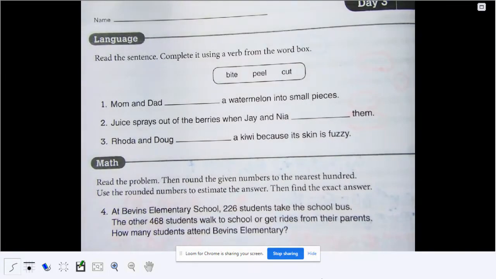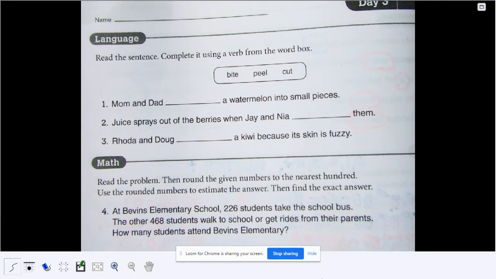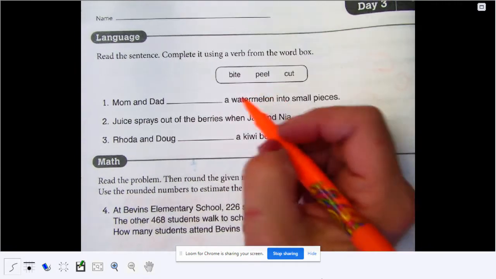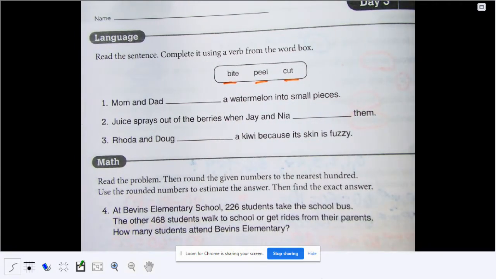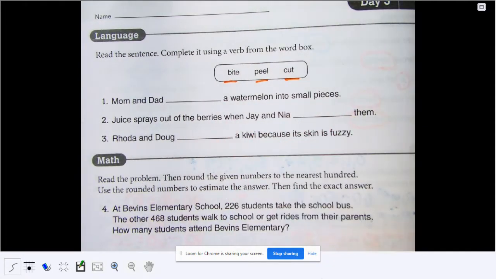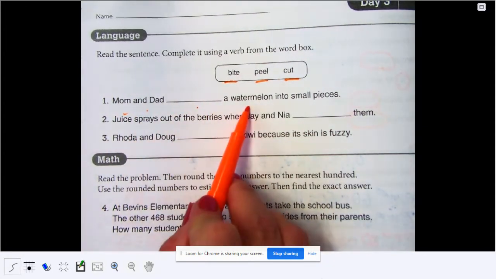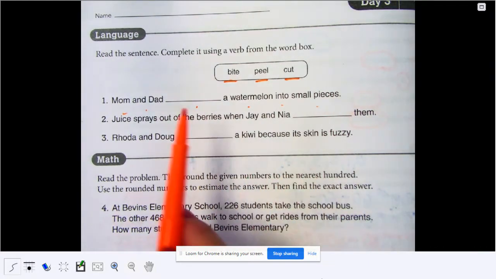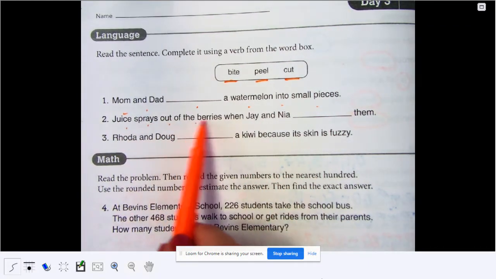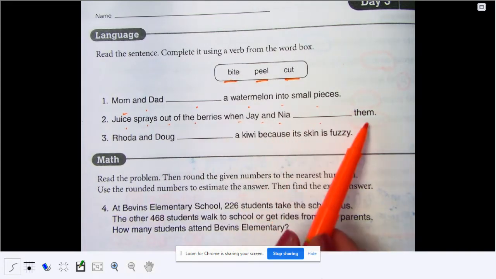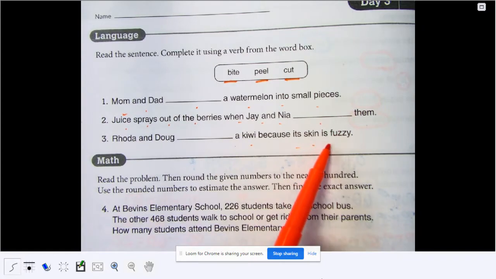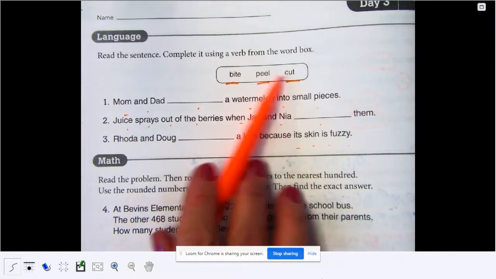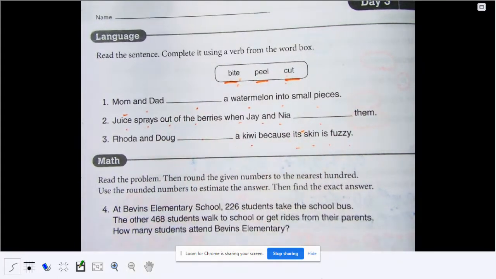And we're just going to talk about what you need to do today on page 28. So it says under language, read the sentence, complete it using a verb from the word box. We have the word bite, peel, and cut. So we need to put those words into these sentences. Mom and Dad blank a watermelon into small pieces. Juice sprays out of the berries when Jay and Naya blank them. Rhoda and Doug blank a kiwi because its skin is fuzzy. So which one of these words can you put into the sentence to make it correct?